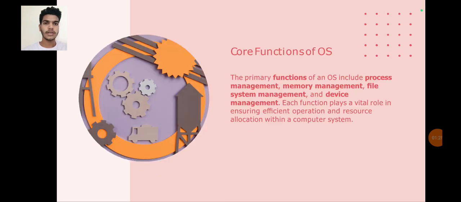Next, what are the core functions of OS? The primary functions of an OS include process management, memory management, file system management, and device management. These are the core functions of OS. Each has its individual role and plays a vital role in ensuring efficient operation and resource allocation within a computer system. That's why they are called core functions.